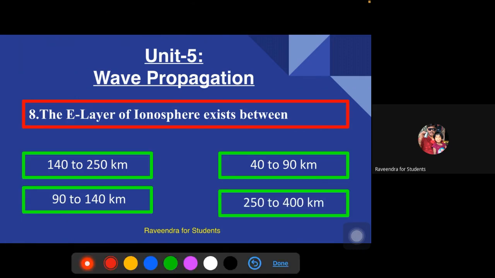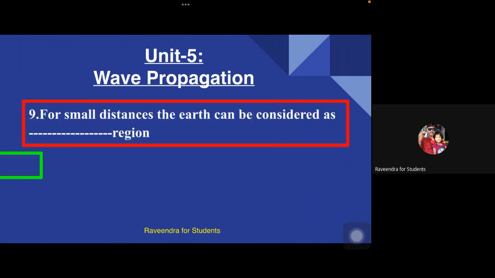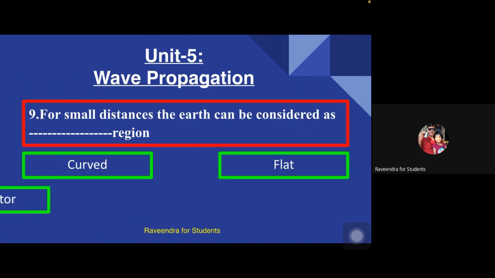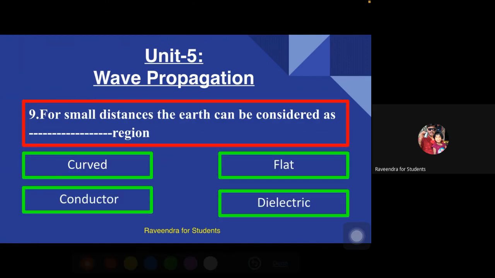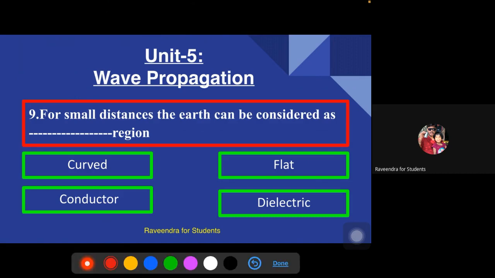Then the next one, the E layer of ionosphere exists between. D is from 40 to 90, then E is from 90 to 140. So 90 to 140 kilometers is the correct option for E layer. Then last but one, in fifth unit, that is the wave propagation is, for small distances, the earth can be considered as, for small distances, it will be flat. For large, it will be curved. For small distances, it will be flat.